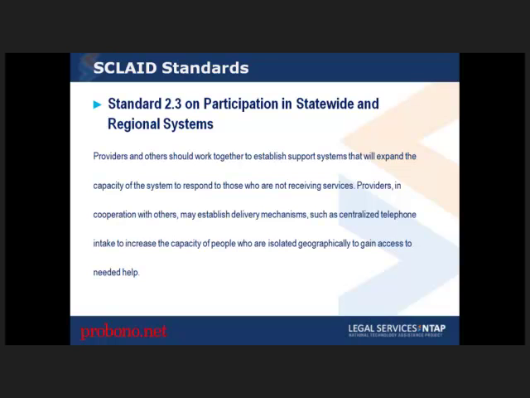The other one is 2.3, and I know that some of you on the call have been working on statewide and regional systems. The standards do encourage sharing of this. If it's an administrative activity, it could be shared across multiple programs, and technology is making this easier and easier every day.